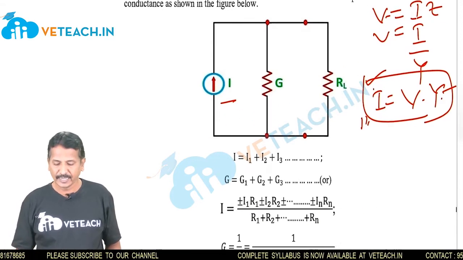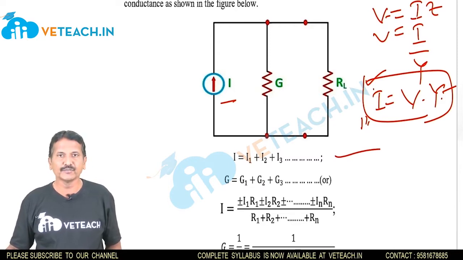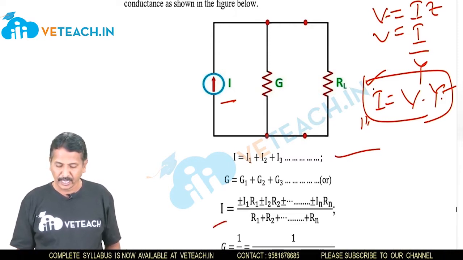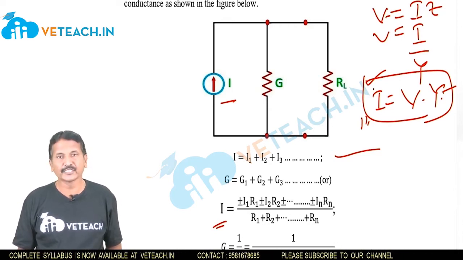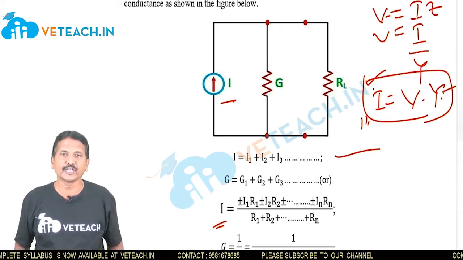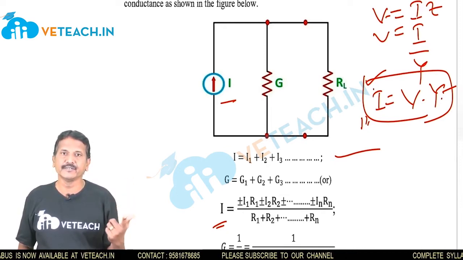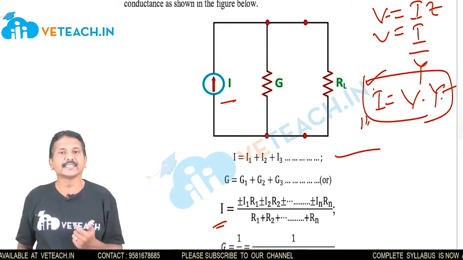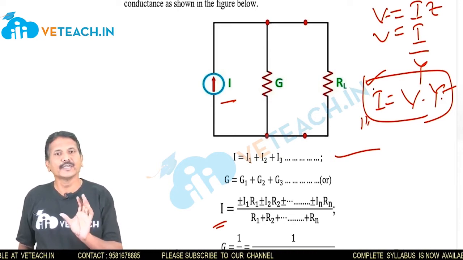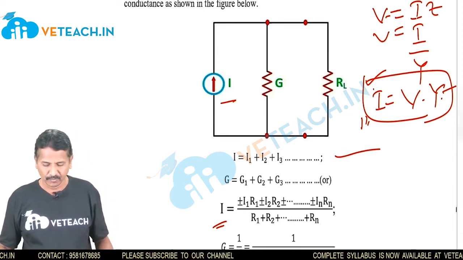Now by the current division method, I is equal to I1 plus I2 plus I3, already we know. Then G is equal to G1 plus G2 plus G3. Then according to Millman's, what happens here? I is equal to I1 into R1 plus I2 into R2, divided by R1 plus R2 plus R3. Before, we discussed G1 into V1; here it is I and as well as R. Why? Because it is a parallel connection, and in a parallel connection we discuss the current.